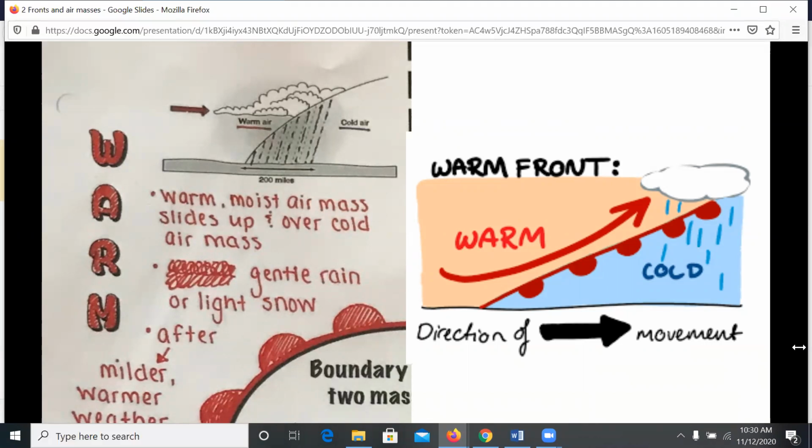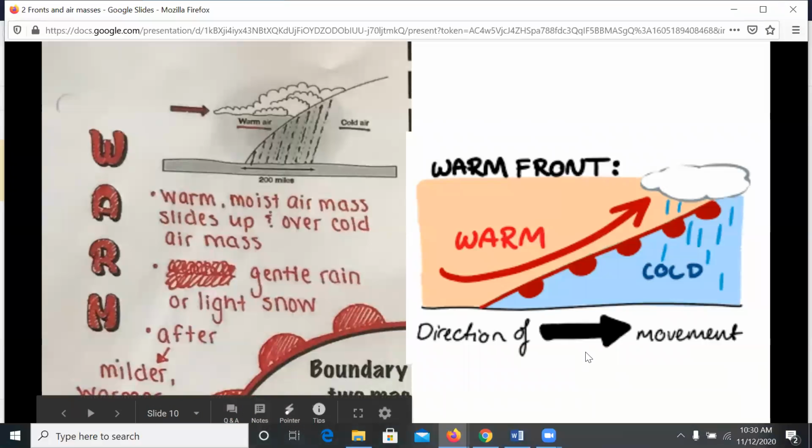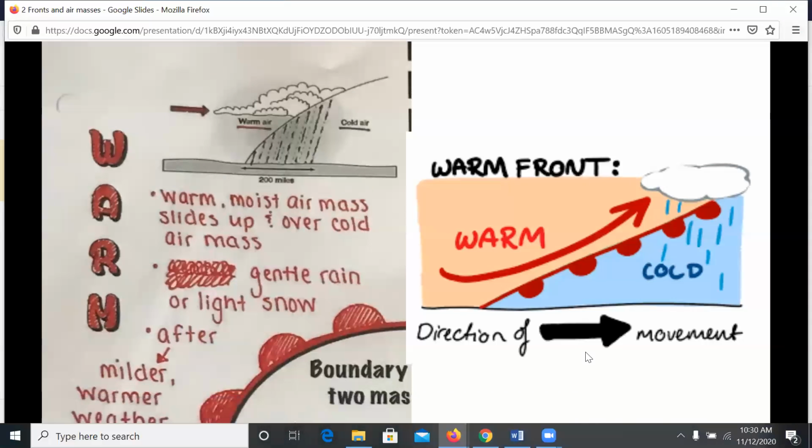Okay, so in this case, our warm air is what's moving. Pay attention to that diagram and the diagram right here as well, because it's going to come up. I expect you not only to know what two air masses are interacting here, but I expect you to know which one is moving. So in this case, our warm front is moving. Our warm air mass is moving.